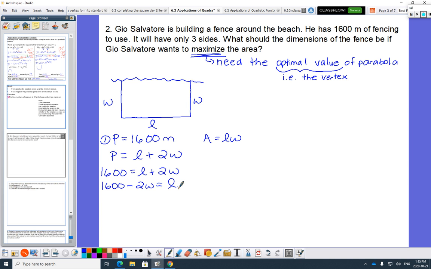I encouraged you to solve for L because there was no number out front. You can do W too, it doesn't matter, but then you would have to divide everything by 2. So it's up to you. So now we have length in terms of width, and then you had to do this.